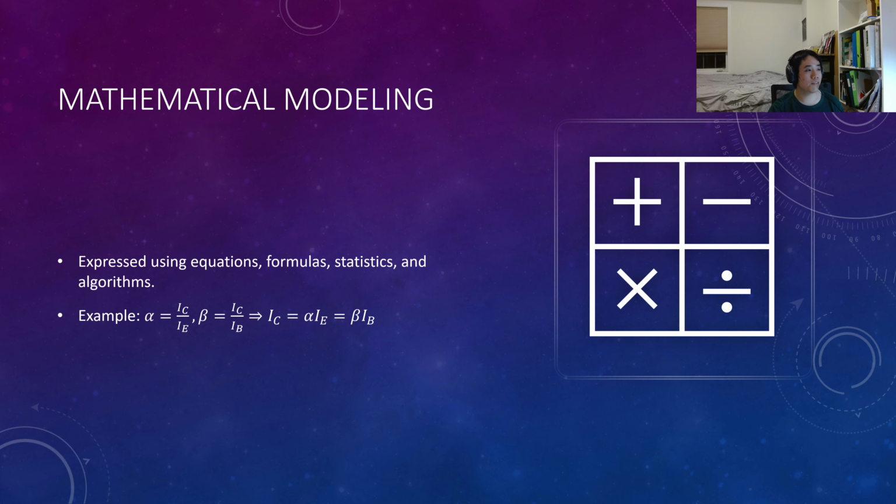And finally, we have the mathematical modeling, which uses equations, formulas, statistics, and algorithms. Yes, algorithms are indeed a form of math, and we have written different algorithms for different problems before. Now, an example of mathematical modeling with equations is this thing that I've shown you. If this gives you a little bit of trauma, I am really sorry.